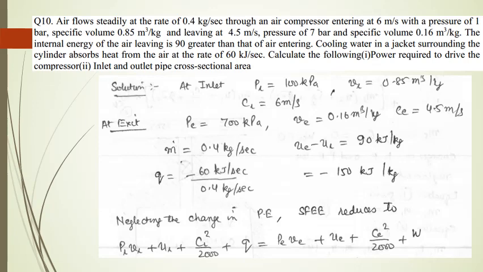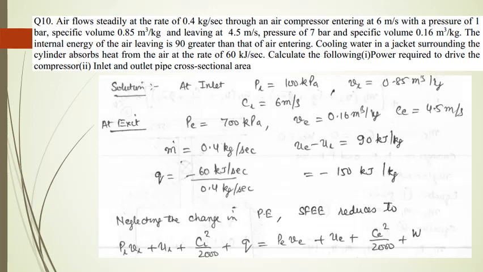Now we have written inlet and outlet parameters from the question. Important is UE minus UI is equal to 90 kilojoule per kg. Because it is written that the internal energy of the air leaving is 90 kilojoule per kg greater than that of air entering, UE minus UI is equal to 90 kilojoule per kg. Now the heat transfer rate is given as 60 kilojoule per second.